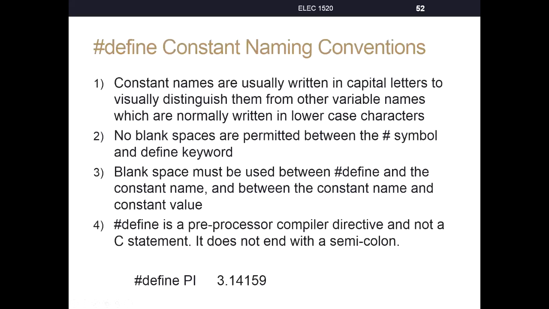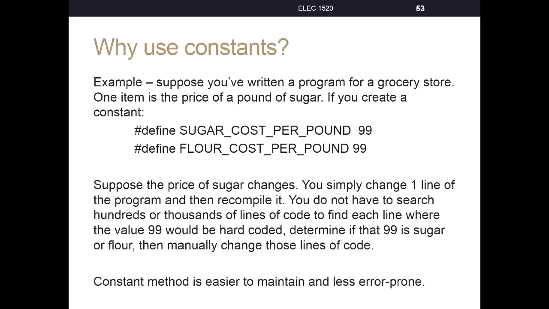Now, this slide is telling you that you can't have any blank spaces between the # and the define, so no blank spaces. But you have to have a blank space between the word define and what you're going to name the macro. And then you also have to have a blank space after the name. At least one, you can have multiple. This is not a C statement. It doesn't end with a semicolon. And we don't use the assignment operator with it.